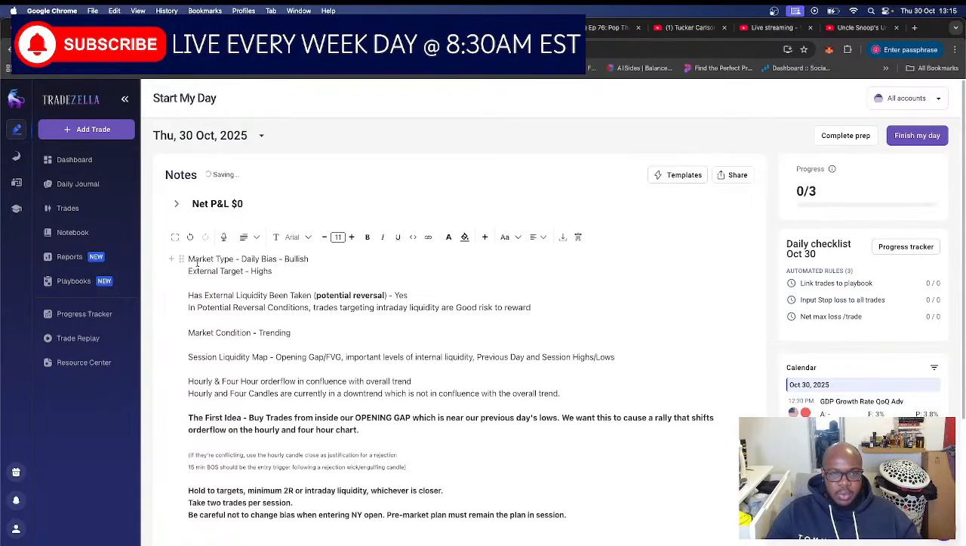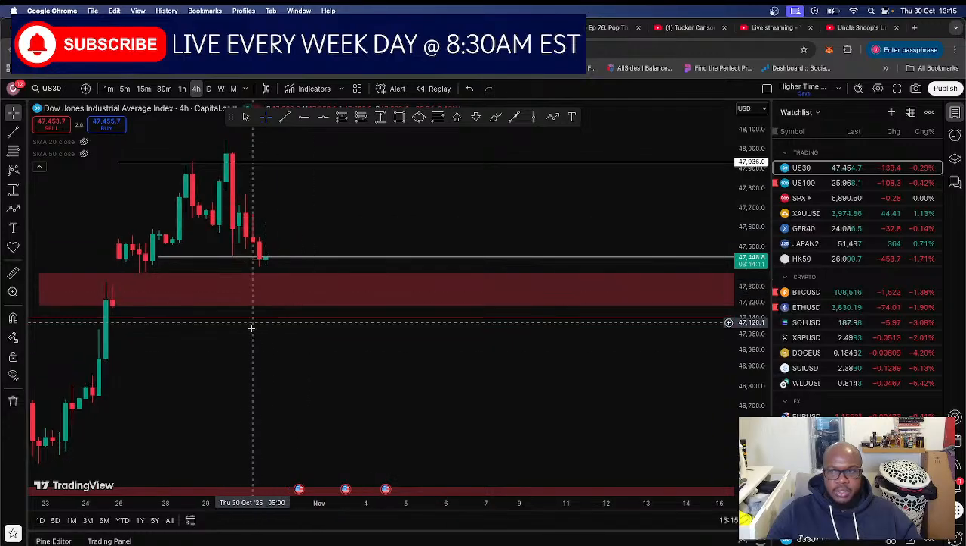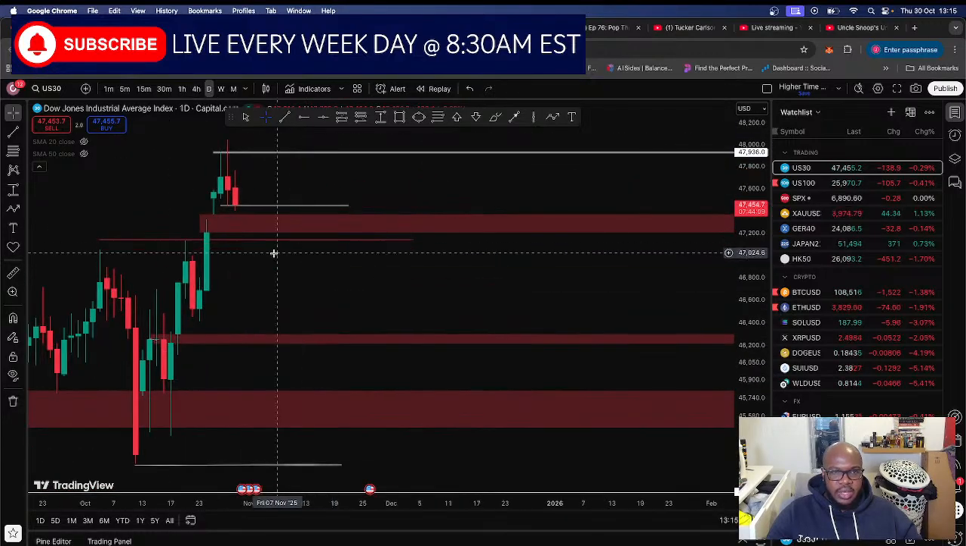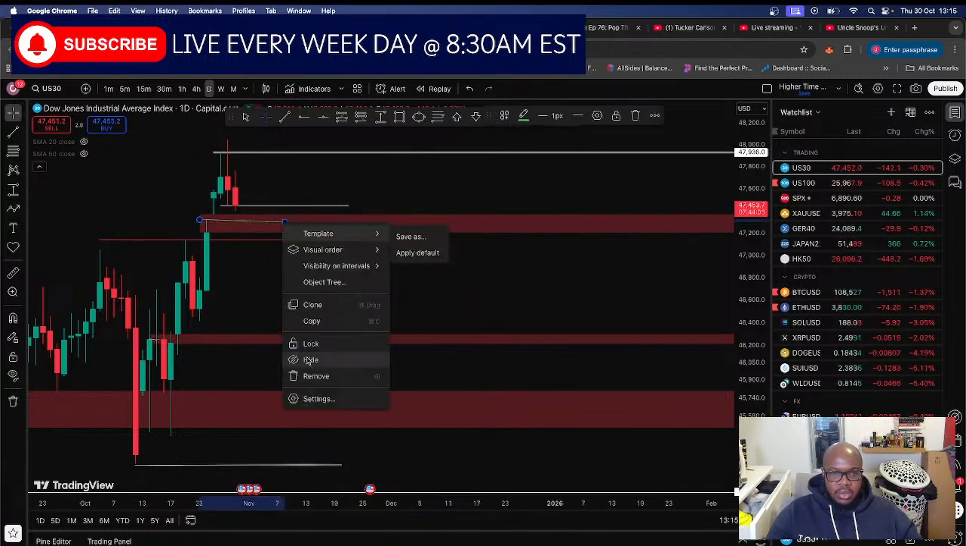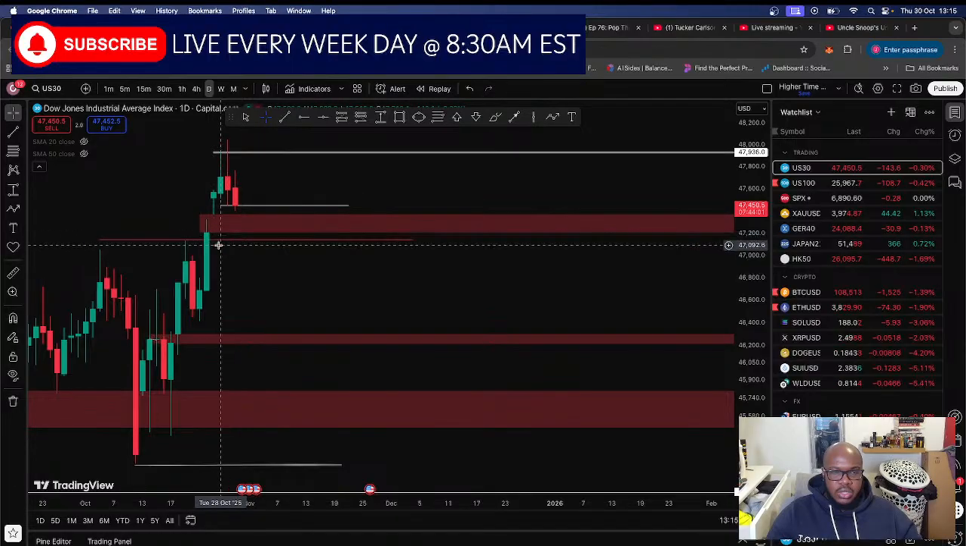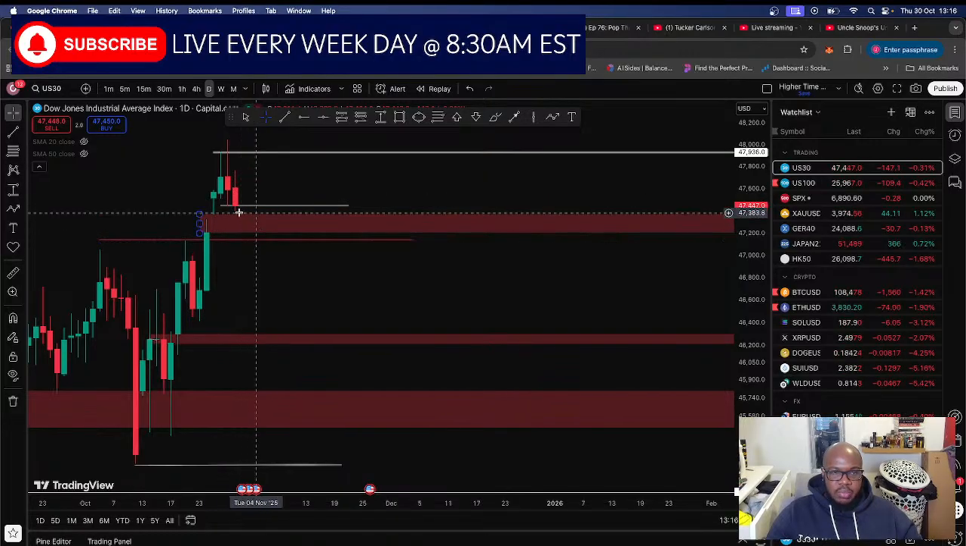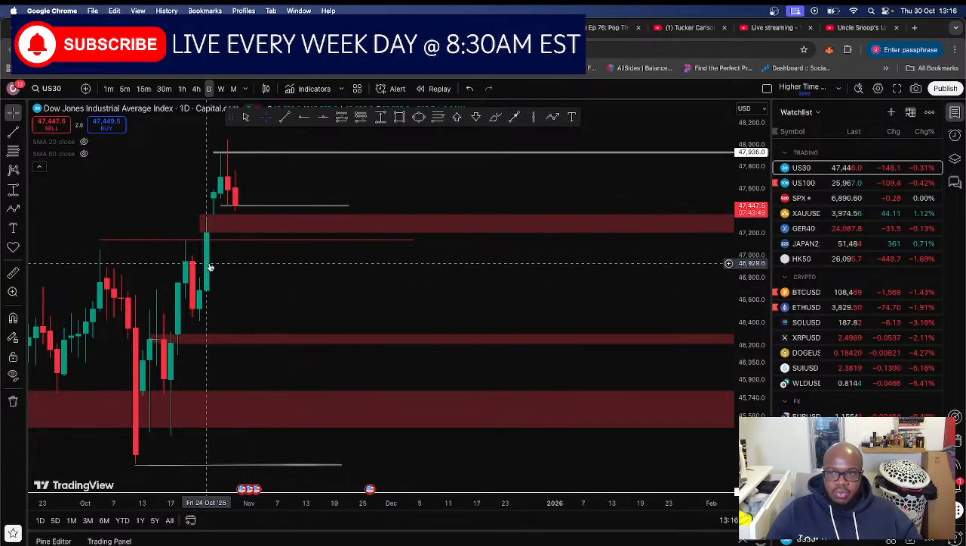So obviously the market bias on the US30 chart is still bullish. It's bullish based on the idea that we haven't actually closed below this level yet, and this is our main level to keep an eye on. The reason this level is important is because it's an opening gap, and when we have opening gaps, these gaps are really important. When price closes a bit below the gap, it becomes an indication that institutions are pushing price lower, that the gap is not being respected.